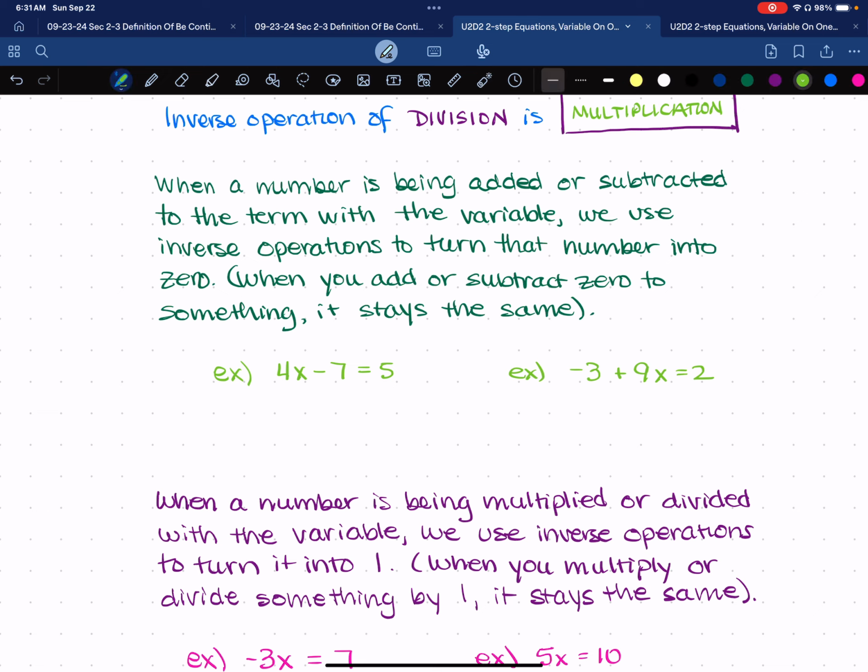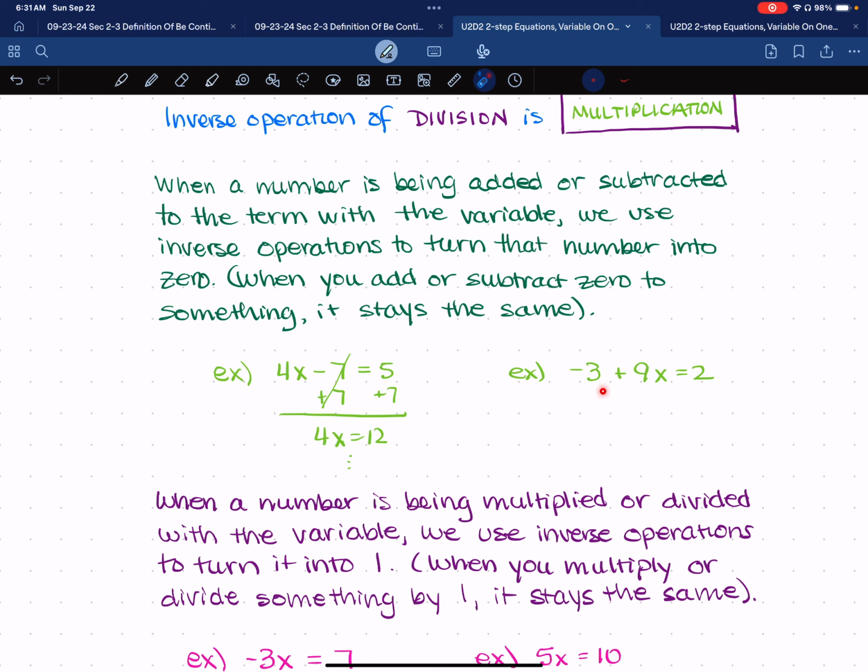So if we look at these two problems here, we want to focus on getting the 4x by itself, but the first thing we'll have to do is get rid of the -7. Remember, the minus sign makes it negative. And so we want to turn this into 0. So we're going to turn it into 0 by adding 7 onto both sides. That way, -7 plus 7 is 0 and cancels out. That's why they cancel out. And then we get 4x equals 12, and we would solve from there. We're not going to worry about that right now.